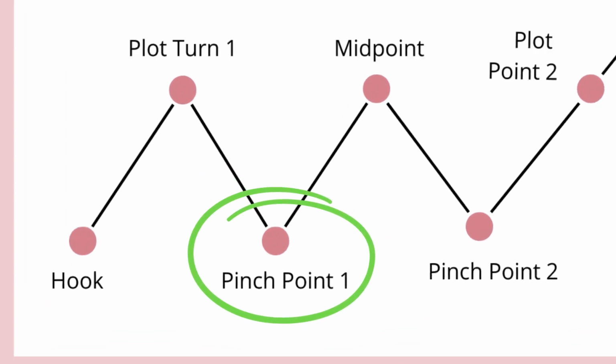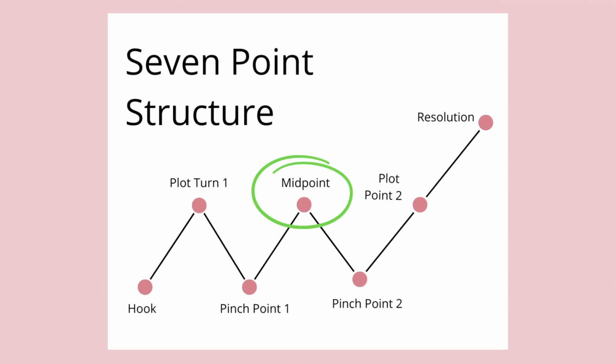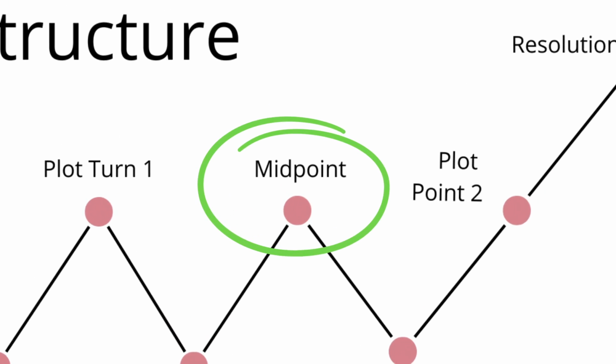This is called pinch point 1. You might see an antagonist appear, or you might see some big roadblock pop up for your protagonist to deal with. The midpoint of the plot is where we see this character shift a little bit.